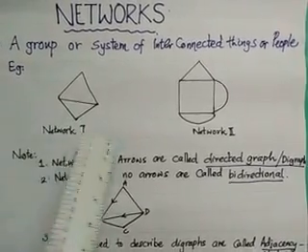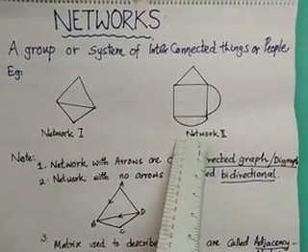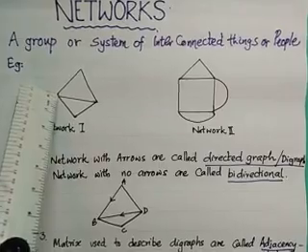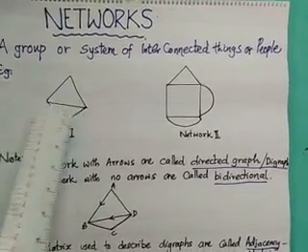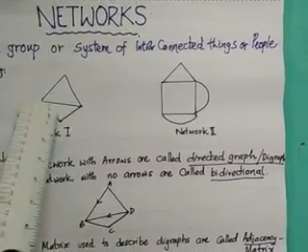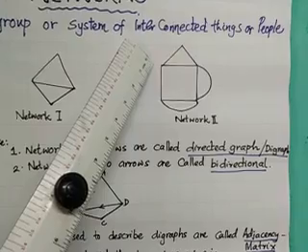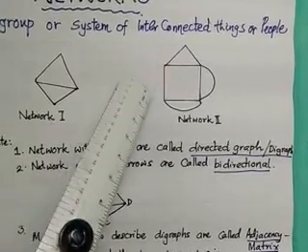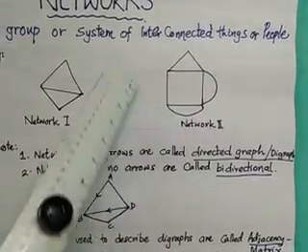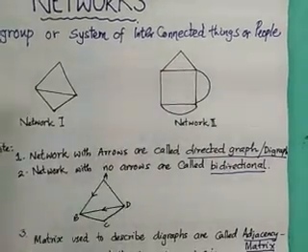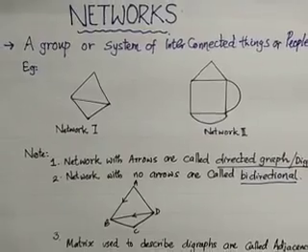Here I have given examples: network 1, network 2. Here, these are the points: 1, 2, 3, 4. So 4 points are connected to each other, so we say that it is an active network. Similarly, in this example, how many vertices do we have? 1, 2, 3, 4, 5. Here 5 vertices are interconnected. That is why it is an example of a network.